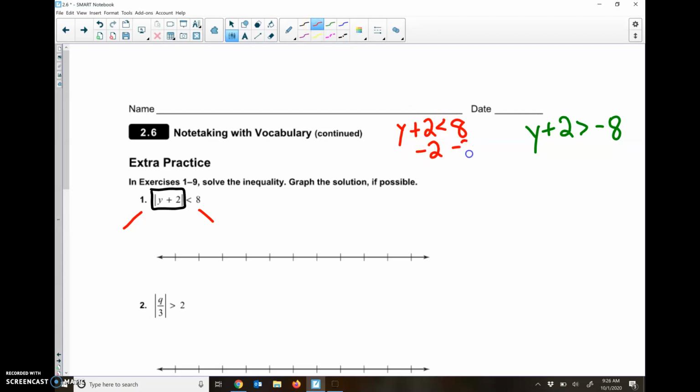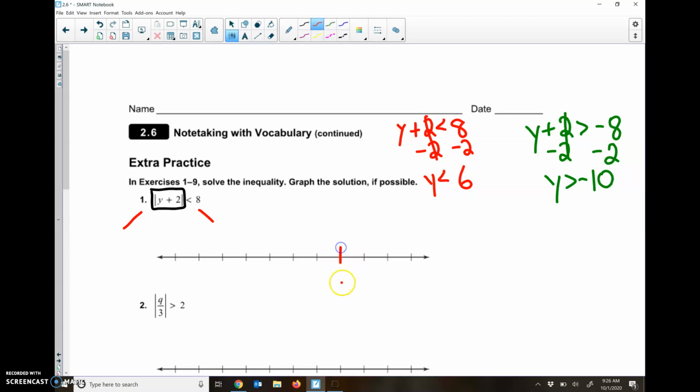It's a plus 2, so I'm going to subtract 2. 2 minus 2 cancels. 8 minus 2 is 6, so y is less than 6. Same thing over here, it's a plus 2, so I minus 2. 2 minus 2 cancels. Negative 8 minus 2 is negative 10. So our two answers are y less than 6 and y greater than negative 10.